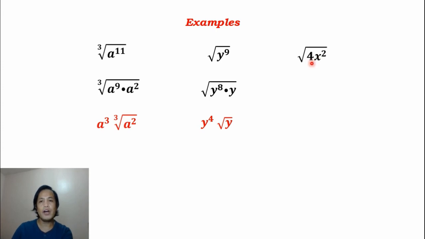Both 4 and x squared are perfect squares, so therefore when we extract the square root of 4x squared will give us 2x. That is the square root of 4, which is 2, and the square root of x squared, which is x, because when we divide 2 by 2, the index here, that will give us 1, and x here is assumed to have 1.